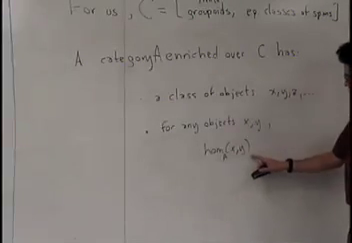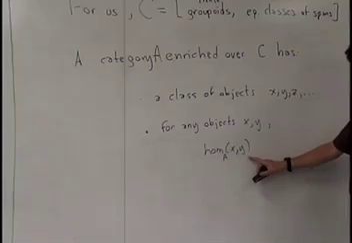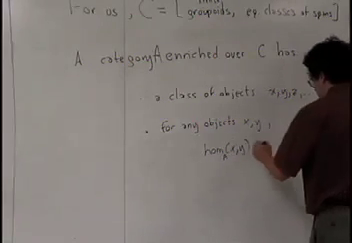So what is this thing? What type of entity is this thing? It's an object in C, which is a finite groupoid.